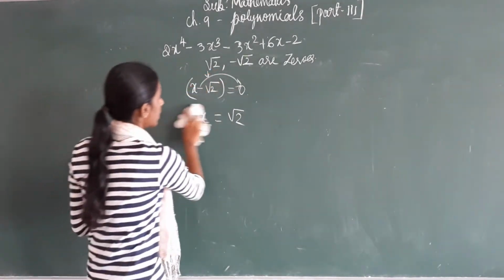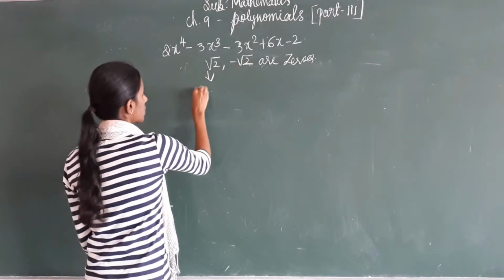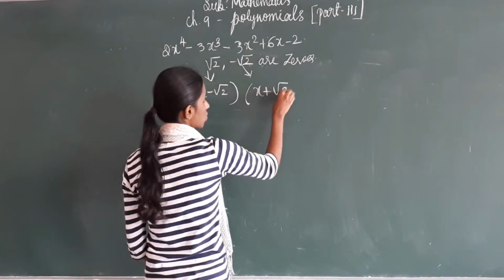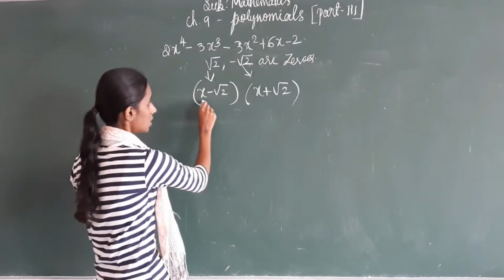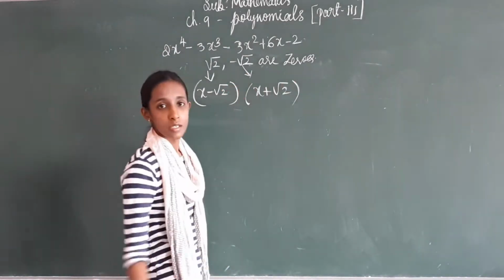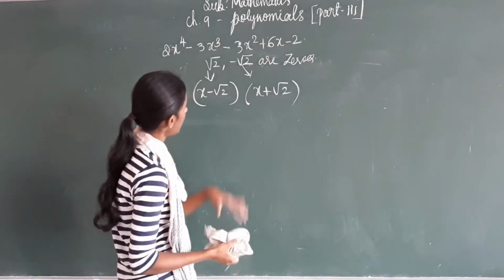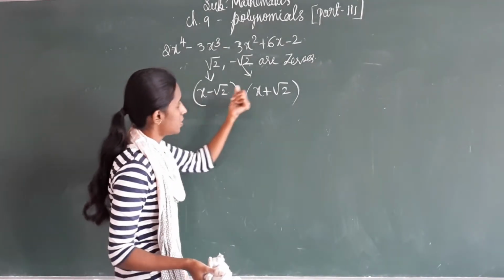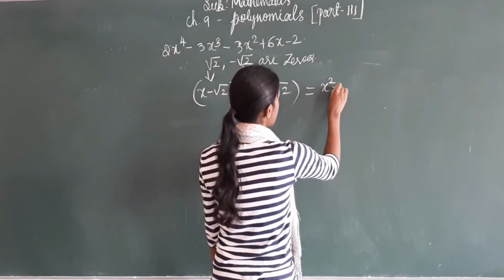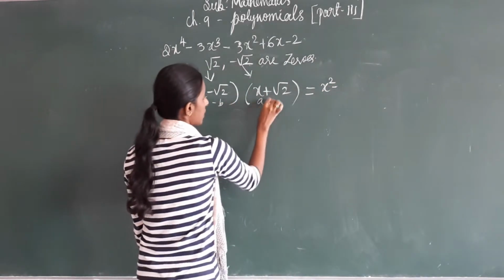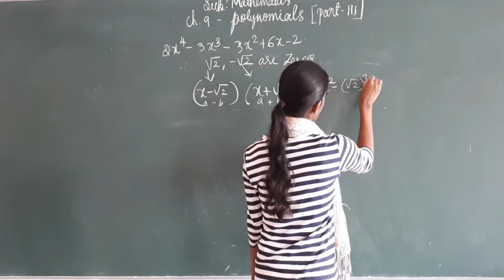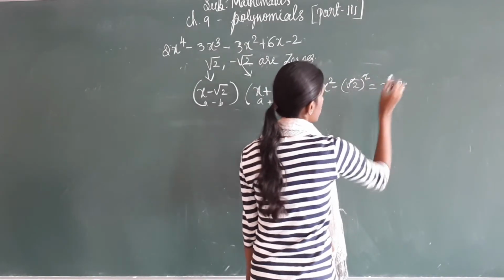Root 2 is nothing but x − root 2, and minus root 2 is nothing but x + root 2. So x − root 2 and x + root 2 are the two factors, that is, the two zeros here. Now it is in the form (a − b)(a + b), which is a² − b². Here a is x and b is root 2, the whole square, root square cancels. It is x² − 2.